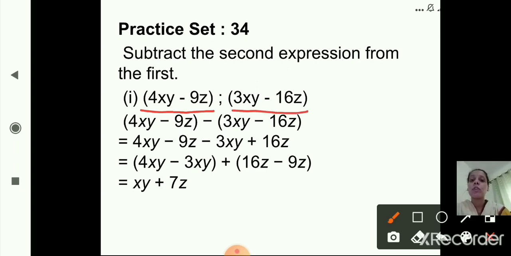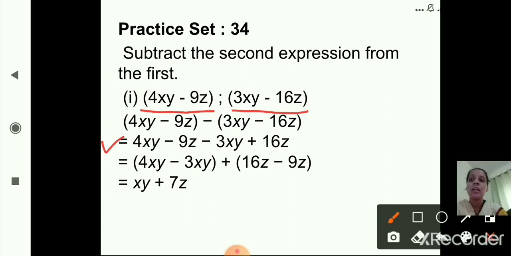So what is the first step? We will write down both the expressions in brackets, and in between we will write a minus sign. So 4xy minus 9z, minus in between, and the second algebraic expression, that is 3xy minus 16z. Now we will remove the brackets. In the second step we will remove the brackets.